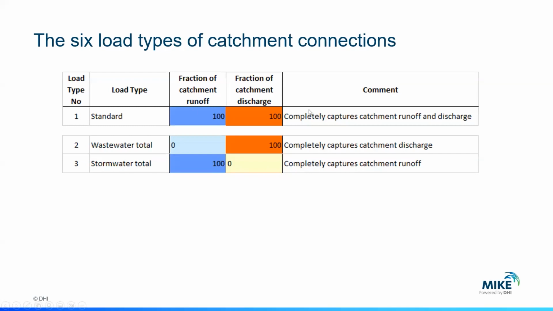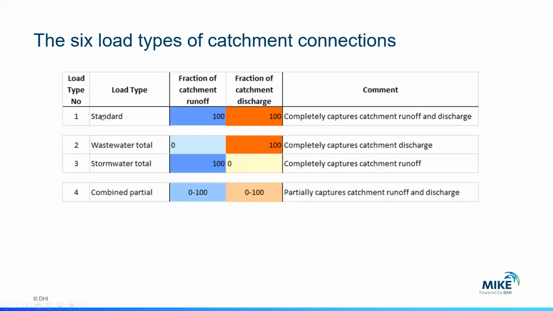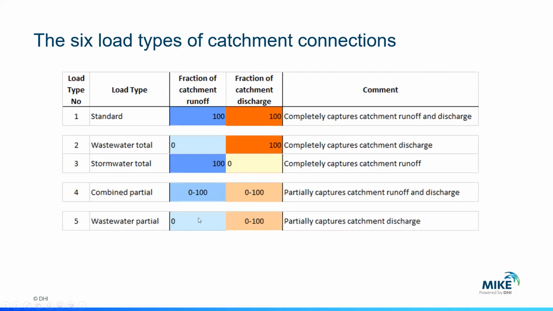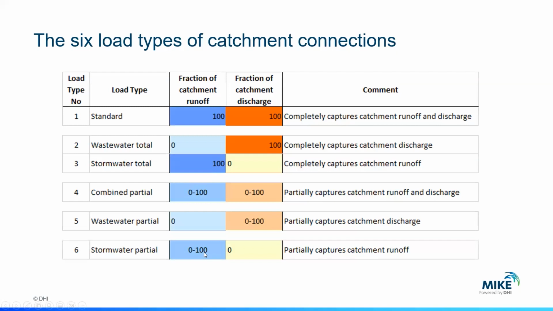So those are the total connections. And now come the partial connections. Combined partial is similar to this one, but you can choose any fraction between 1 and 100% for the catchment runoff and any percentage for the catchment discharge. And then wastewater partial, which is sort of the correspondent partial connection for wastewater, and stormwater partial, again, which is corresponding to the stormwater total, but it accepts something in between.